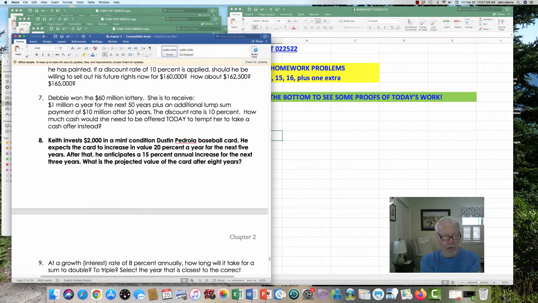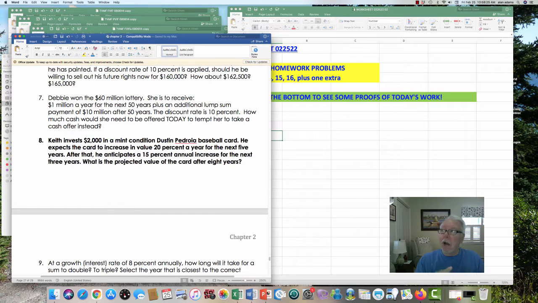So in problem 8, we have a gentleman who buys a baseball card, $2,000. He expects that card to increase in value by 20% per year for the next 5 years. Then after that, this is a 2-stage problem. He thinks it will increase 15% per year after that for 3 more years. This ambitious person thinks that this card will have a very high value after 8 years. What will it be?